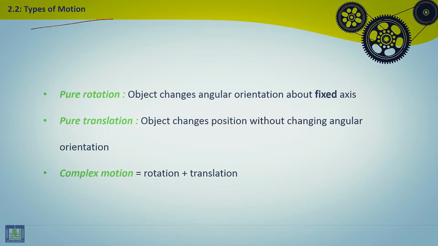Types of motion. First type is pure rotation. Object changes angular orientation about fixed axis. Second type, pure translation. Object changes position without changing angular orientation. It is also called linear motion. Third type, complex motion. Here we have rotation and translation as well.